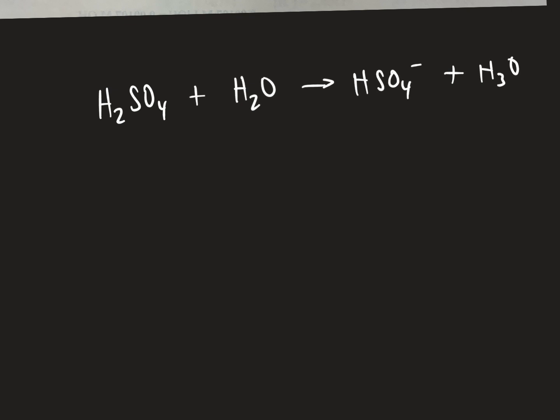So we gave an equation for a neutralization reaction with a strong acid and a strong base. Now let's do one that doesn't have a strong acid or a strong base. H2SO4, that's a strong acid. But H2O breaks down to HSO4 minus and H3O plus.